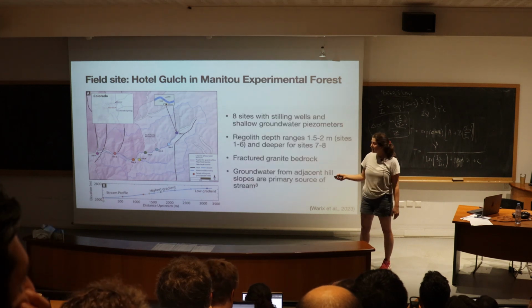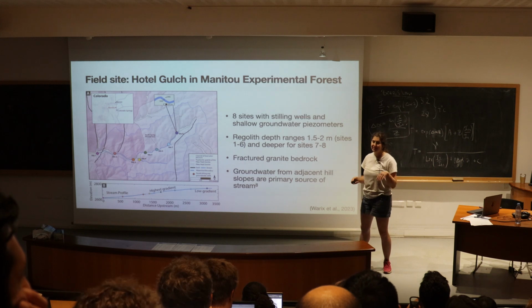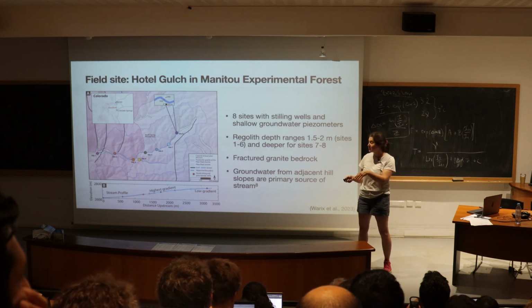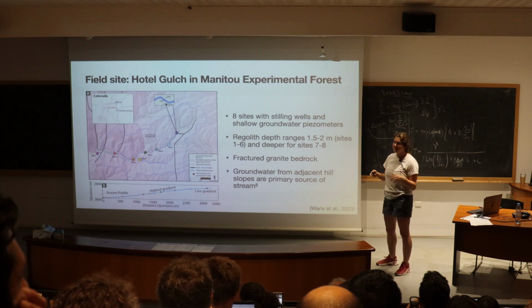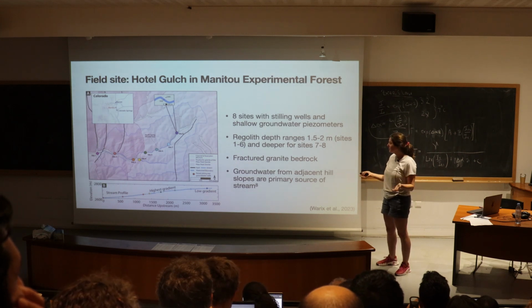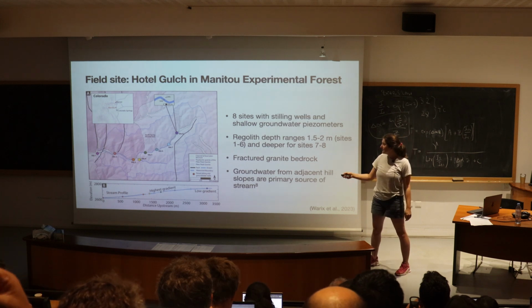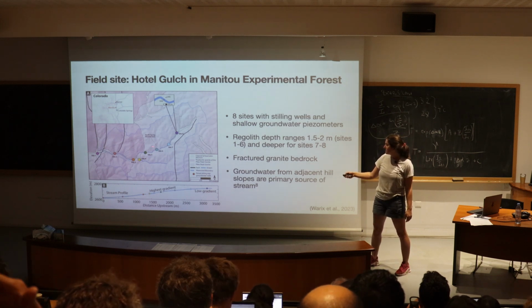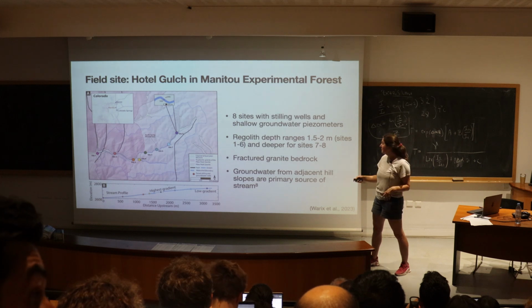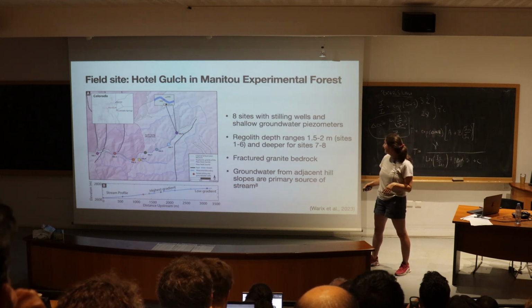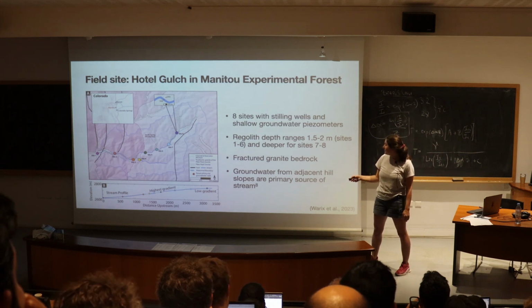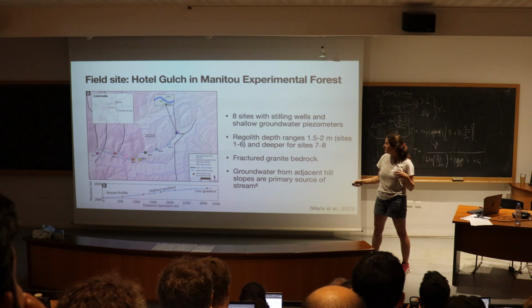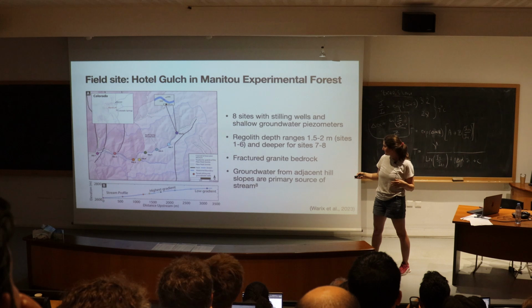Each of these sites was instrumented with a stilling well in the stream and a shallow groundwater piezometer not far from the stream to take measurements. And the depth of the regolith, or the sediment beneath or at the bottom of the streams and around these sites, varies. At sites 1 through 6 at the bottom of the catchment, we see more like 1.5 to 2 meters depth of sediment. And at the top, we have much deeper sediments. Beneath all of it is a fractured Pikes Peak granite bedrock, and we know from a previous study that the stream is mostly being sourced by adjacent hillslopes contributing groundwater.